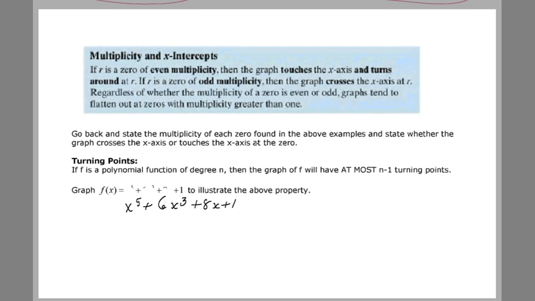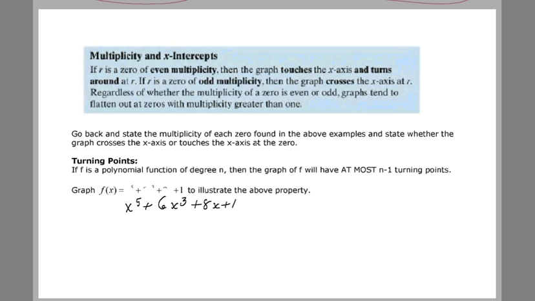Okay, let's look at a concept called multiplicity and how that affects the x-intercepts graphically. We'll see that our graph will either cross the x-axis at an x-intercept or actually touch the x-axis and turn around. It kind of does a bouncing thing on the x-axis at that x-intercept.